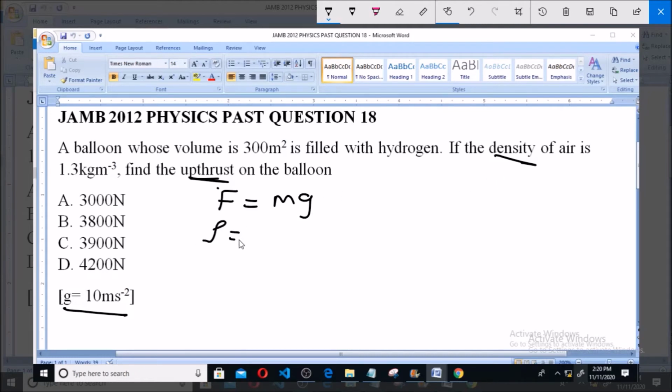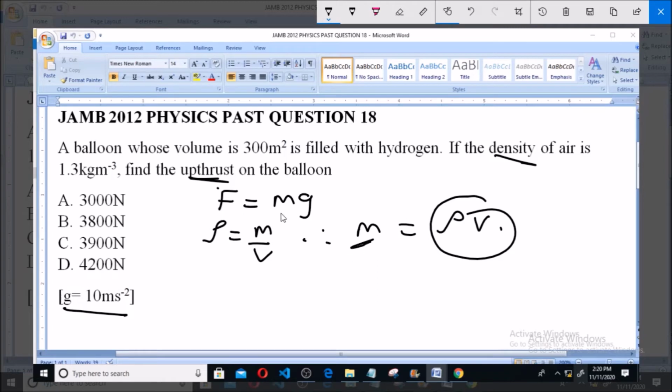Now density is given as mass over volume. So this means that if you make mass subject of the formula, the mass is equal to the density multiplied by the volume. So we can substitute this as m in this equation, F equals mg. So F is equal to rho vg, that is the density multiplied by the volume multiplied by the acceleration due to gravity.